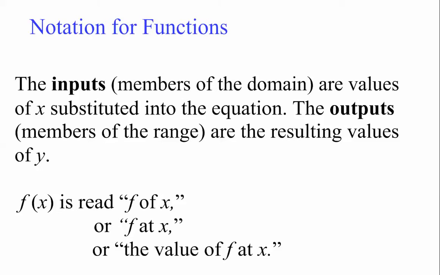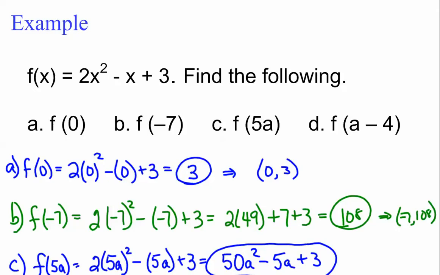Okay, function notation. The input, which would be a member of the domain, are values of an x that we substitute into the equation. The outputs would be members of the range, and they are what we get when we plug that in. So that's the y value. This is what our notation looks like. It's f parentheses x, but we read it f of x. It's not multiplication. It's just telling me the function, that's the name of my rule or my formula, evaluated at this x value.